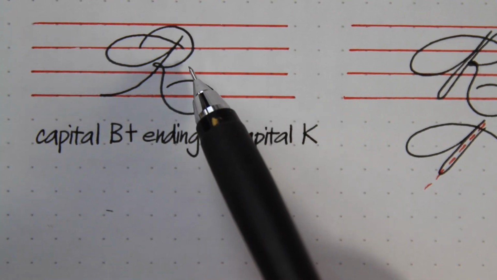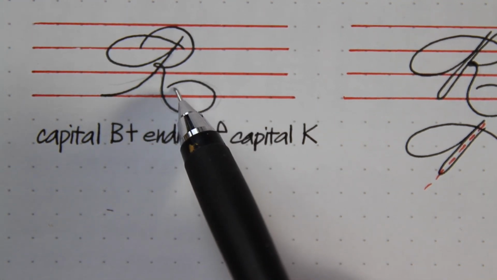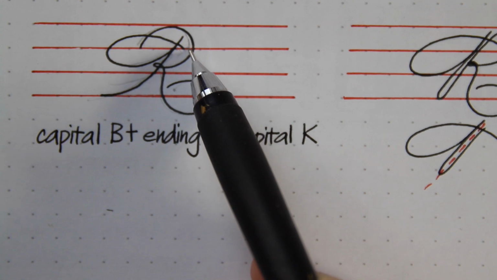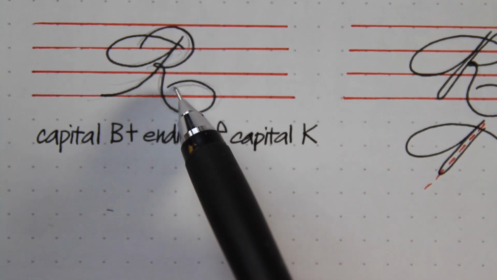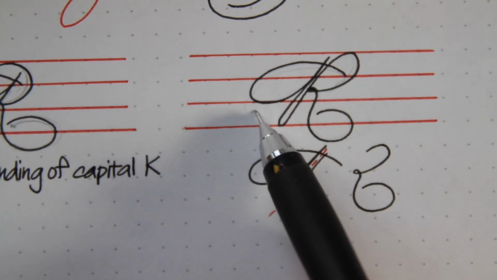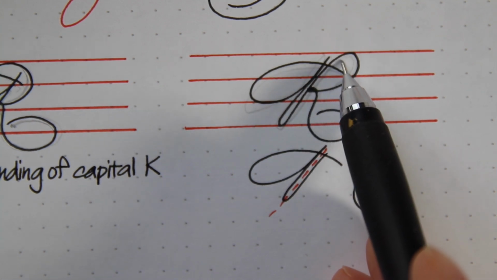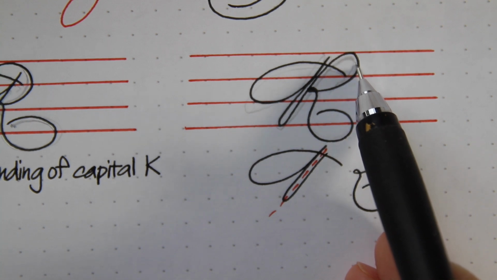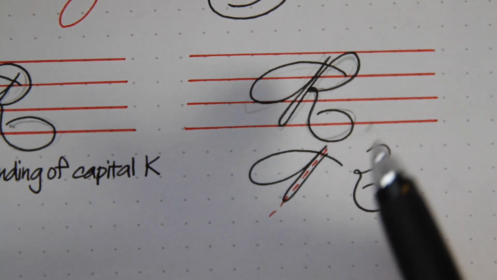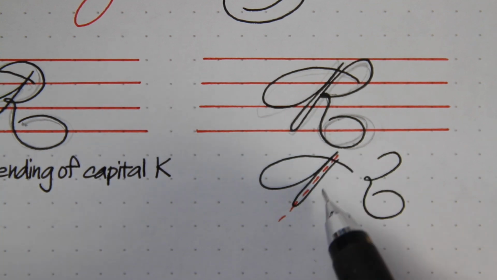The letter R is the capital B with the ending of a capital K. So your capital stem, the beginning of your letter Z, and the ending of your letter K. In this version of the R, you have an inclined or horizontal oval. Be careful of the spacing between these two strokes. Beginning of your letter Z, ending of your letter K. Make sure it's very clear that these ovals that you end with are not circular.